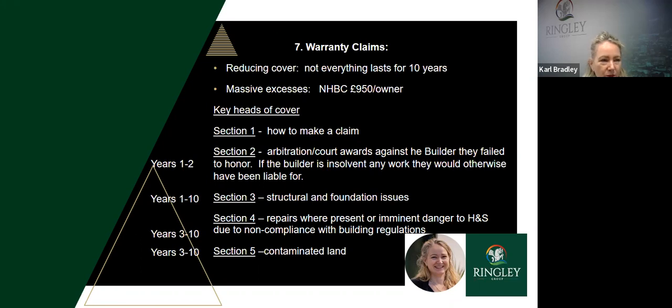NHBC claims are an extremely specialist area. All policies tend to come with roughly £950 per owner excess. So by the time you've added that up, you really need to consider how widespread the area is, what my evidence is, and whether we are really going to get anywhere with that. I've just put a little summary there of the types of issues dealt with at years 1 to 2, 1 to 10, or 3 to 10. But effectively, it's not dealing with any mechanical, engineering and plant issues at all. This is structure, foundations and building regs compliance only.